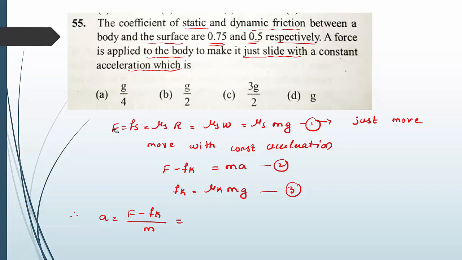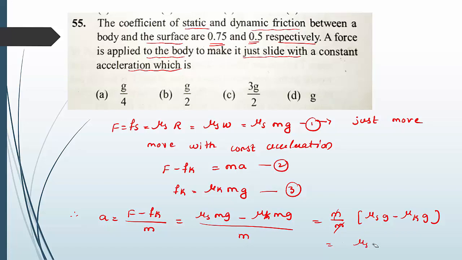It is ready to move but still it is not moving. So in place of F, I am going to write mu s mg minus, in place of kinetic friction we can write mu k mg, divided by m. So here m is common, take outside, remaining is mu s into g, mu k into g. So one is static, another one is kinetic. So m will get cancelled. So we can write here it as mu s minus mu k into g.